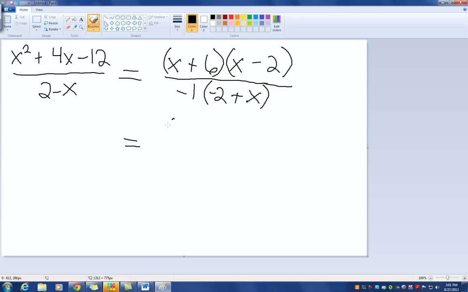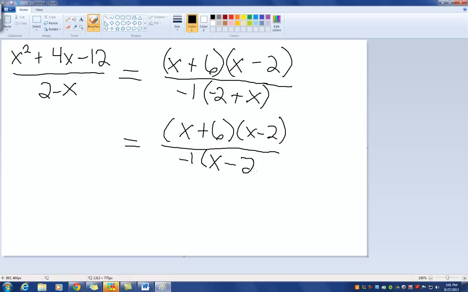So in other words, this thing becomes x plus 6 times x minus 2 divided by negative 1 times negative 2 plus x, which can maybe better be recognized as x minus 2, just swapping the order of those things. Well, now that we've got that, we see we've got x minus 2 as a factor in both the numerator and denominator, and so it cancels. And what's left is x plus 6 over negative 1, which is negative x plus 6.